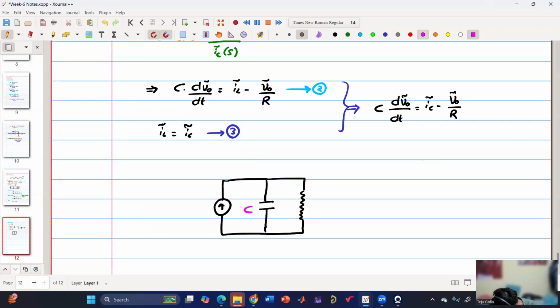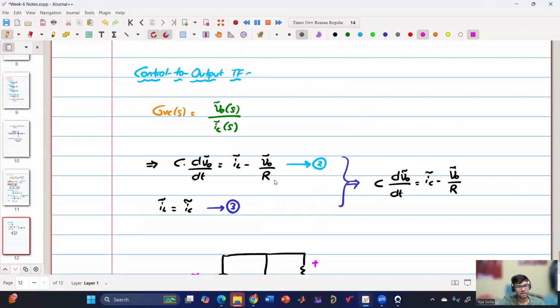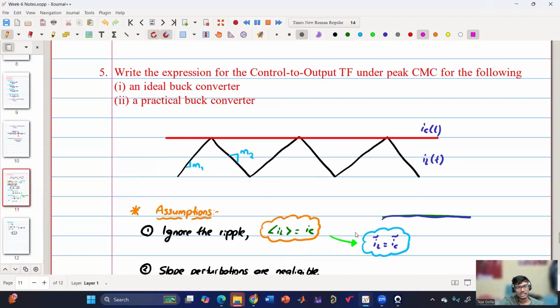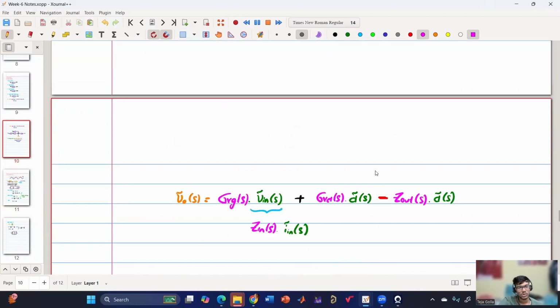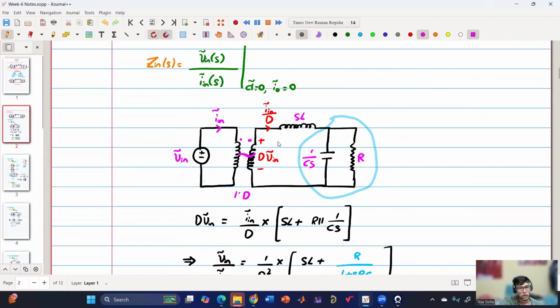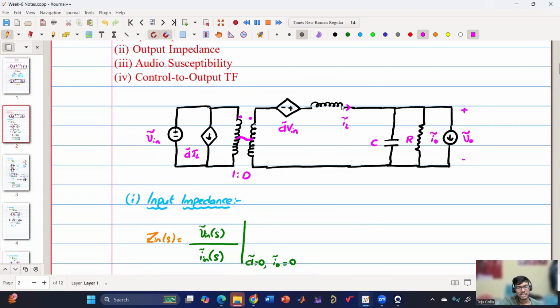So this is the capacitor, this is the resistance, plus minus V naught tilde, and this is IC tilde. In a simpler way, we are assuming that IL is equal to IC tilde. So basically IL is a constant current source because IC is constant. In the very first figure that we obtained, I am replacing the inductor by a constant current source.